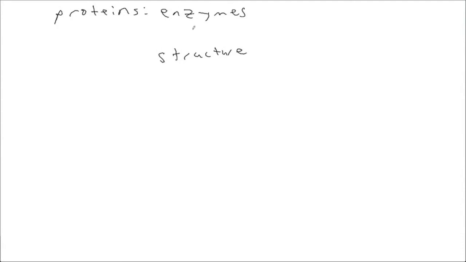Enzymes are proteins. This is the most important function that proteins play in the body. Do you know what enzymes are? Enzymes catalyze reactions. That's right. What does that mean? They speed up a reaction, or they lower the activation energy required for a reaction to occur. Those are both good answers. So they speed up reactions without being used up in the reaction.